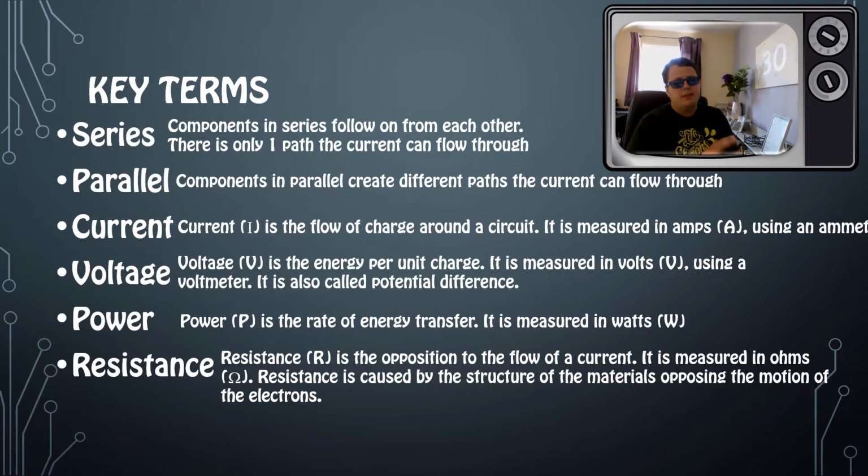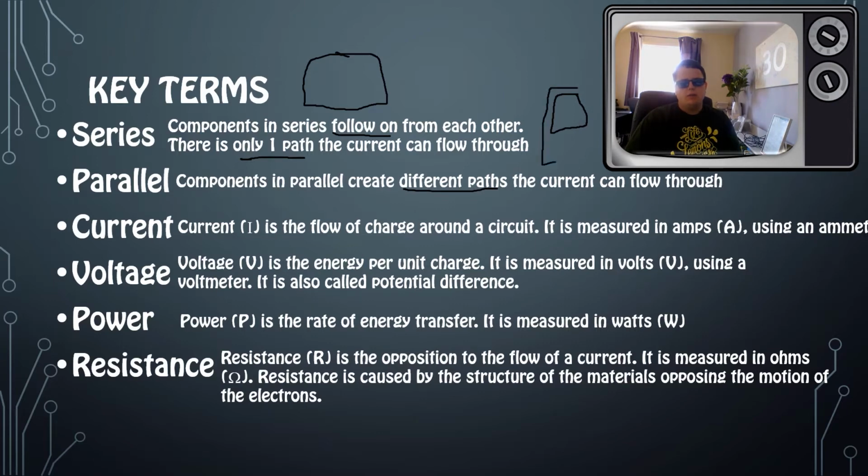So, series. This is where we have components that follow on from each other. The important bit is one path. If you trace around a circuit with your finger, you can only go around it once. Parallel, we have different paths, so to get back to where we start, we've got to go round more than once to go through everything.